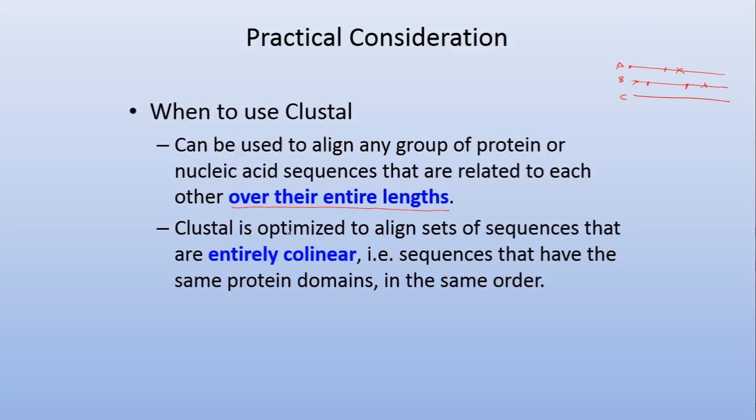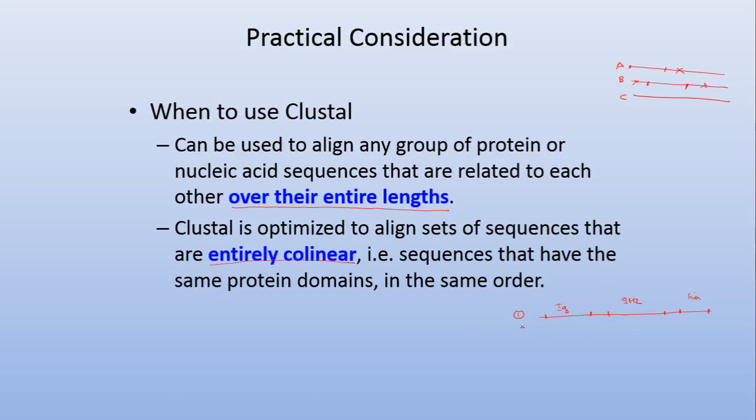Clustal is optimized to align sets of sequences that are entirely collinear. That means sequences that have the same protein domains in the same order. Now, you know proteins are modular entities. Say, for example, this is your sequence 1, having an immunoglobulin domain over here. Then over the next span, you have some adapter domain like SH2, and then you might have another domain, it can be anything, a kinase domain.